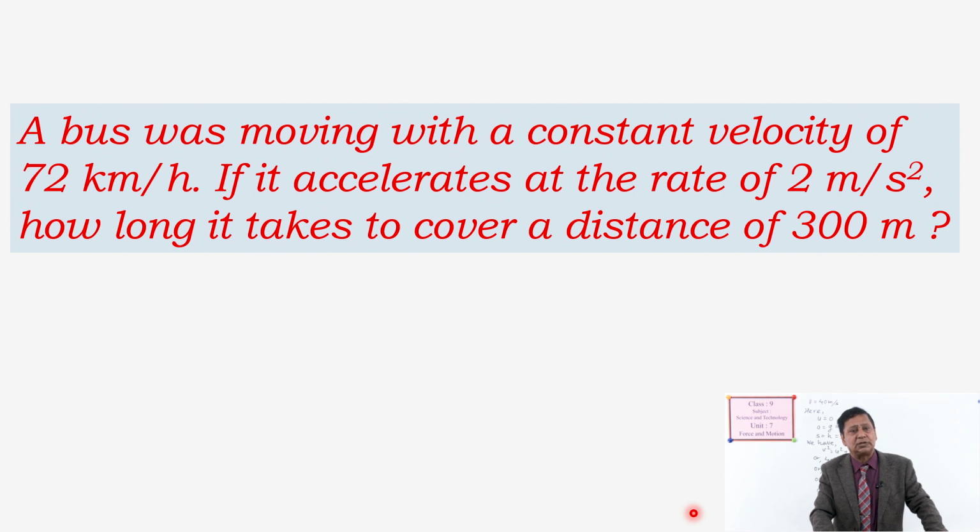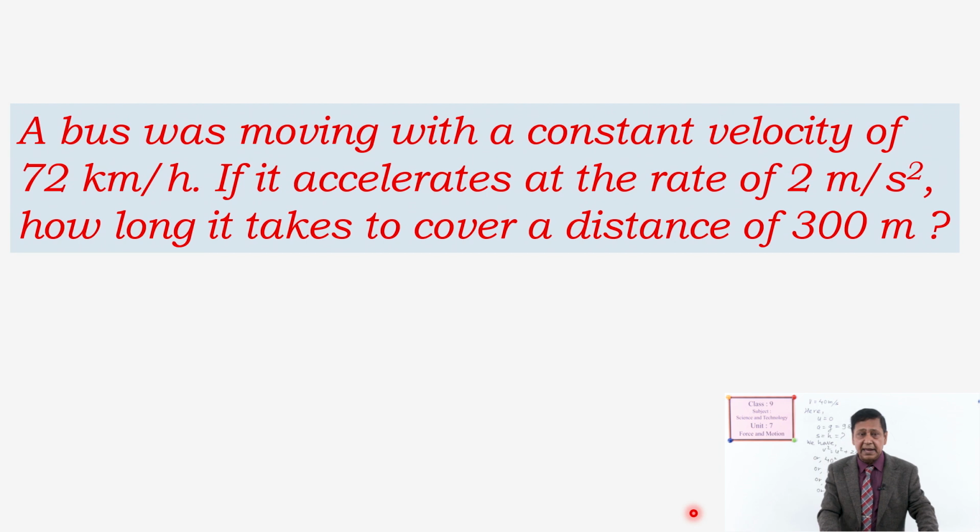A bus was moving with a constant velocity of 72 km per hour. Do you remember what is constant velocity? In part 1, I told about this. What is constant velocity? A body is said to be moving with constant velocity if it covers equal distance in equal interval of time. Here, its constant velocity is 72 km per hour. What does it mean? Every hour it covers 72 km distance. That's why it is in constant velocity.